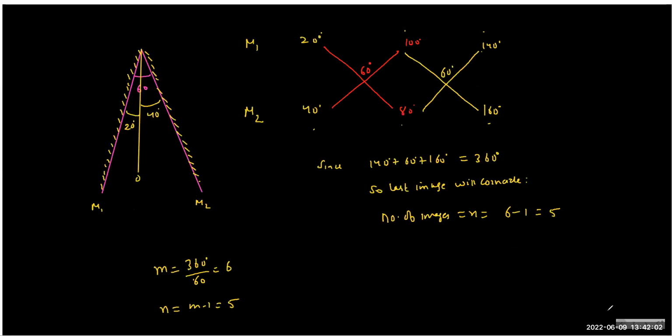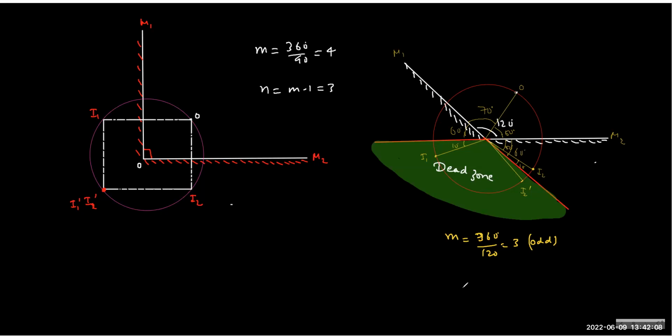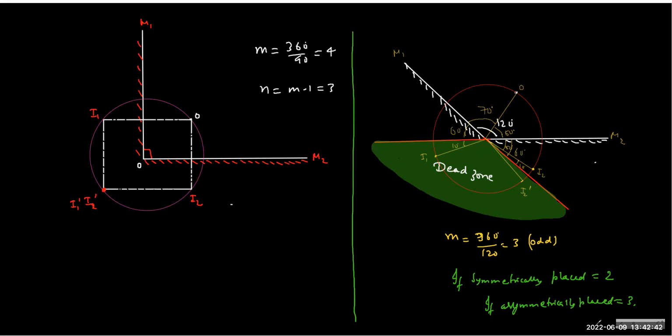So for asymmetricity, it is the same, 3 images. If symmetrically placed, 2. If asymmetrically placed, then you'll get 3 images. Do you understand this? Yes, you can realize from here. And let's do it from the crisscross method, like how crisscross will help you in getting the answer.